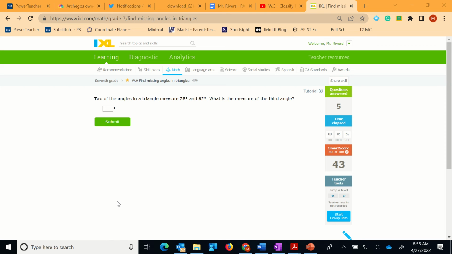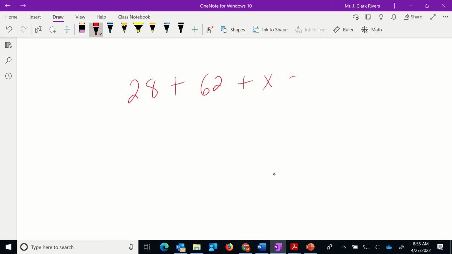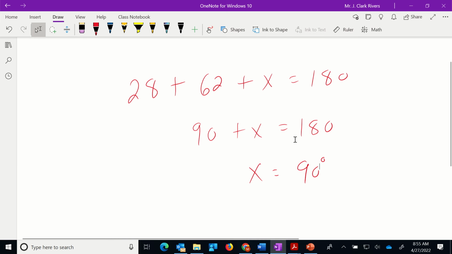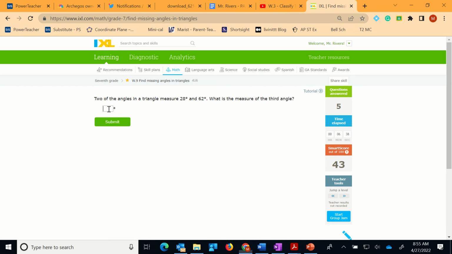Next one, two of the angles in a triangle measure 28 degrees and 62. What's the measure of the third angle? 28 and 62. All right, let's clear this out. 28 plus 62 plus the unknown is equal to 180. Let's see here. 20 plus 60 is 80. 8 plus 2 is 10. 80 plus 10 is 90. 90 plus x equals 180. 90 plus 90. X has to equal 90 degrees. All right, so 90 on this one.